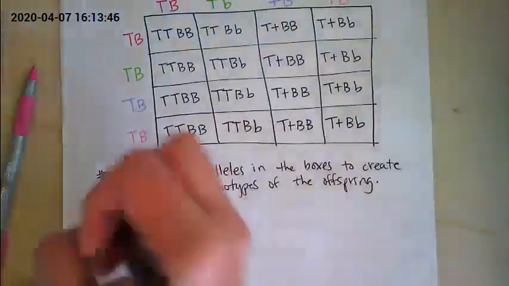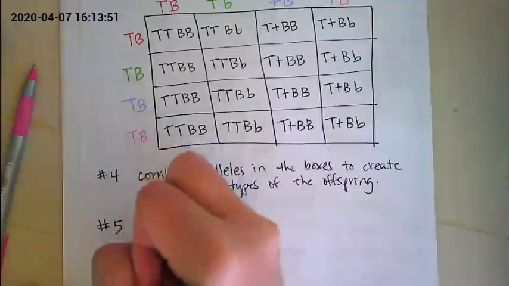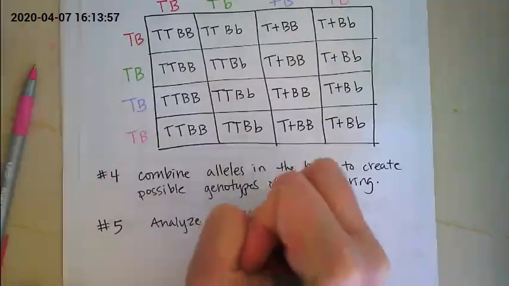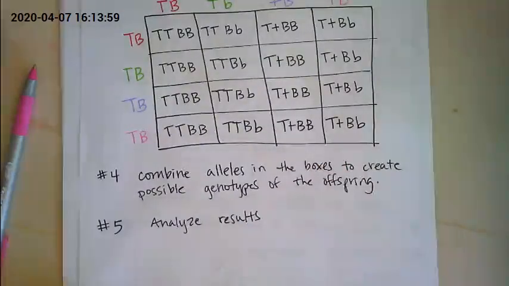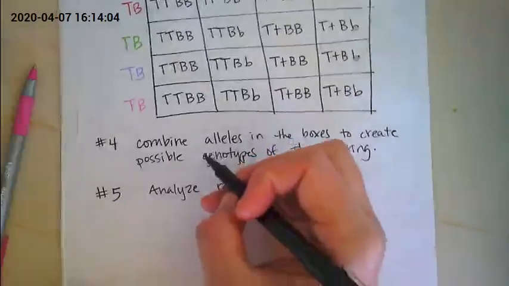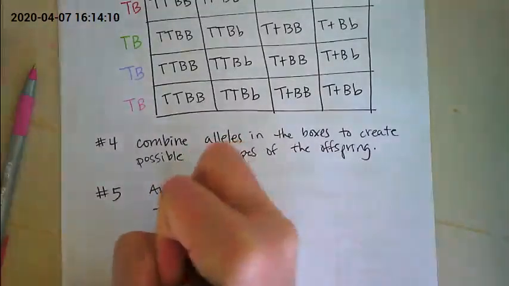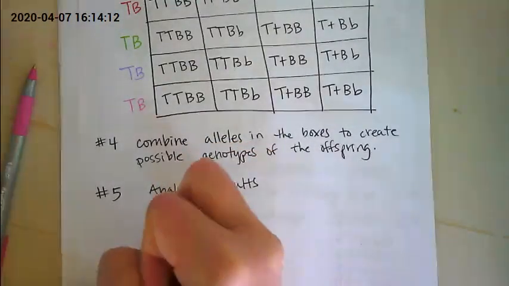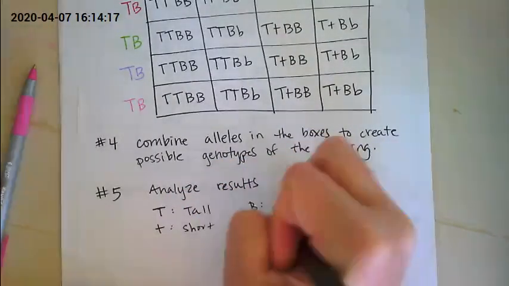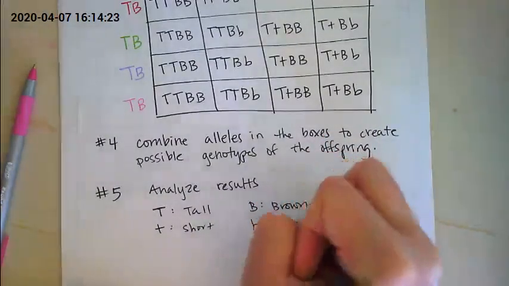So now we're going to do the last step. Hey, we've made it to the end. Step 5. You need to analyze the results, right? They're going to ask you a question about this Punnett square. So let's go through what our alleles mean. We were looking at the traits for height. So we're going to say big T is tall, little t is short, big B is brown, little b is blue.